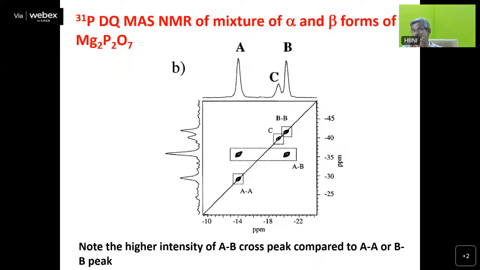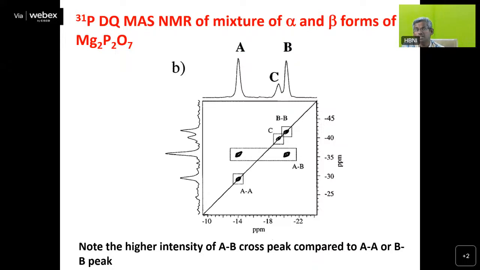So by doing a 2D NMR or this double quantum NMR, you can see whether it's a mixture or whether it's a crystallographically different phosphorus site. Had it been crystallographically different, we would have got a cross peak corresponding to C. We don't get that, so it shows that C is a separate phase, and A and B are two different types of phosphorus in a single crystal structure. Note the higher intensity of the cross peak compared to the AA or BB peak. That shows the effective magnetic interaction taking place between the two phosphorus. Hope things are clear to you.